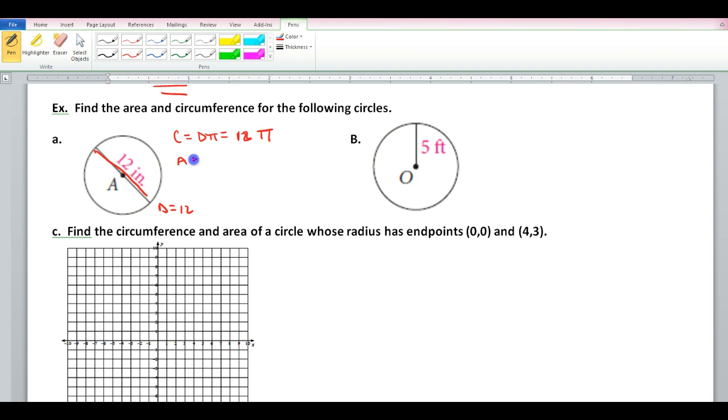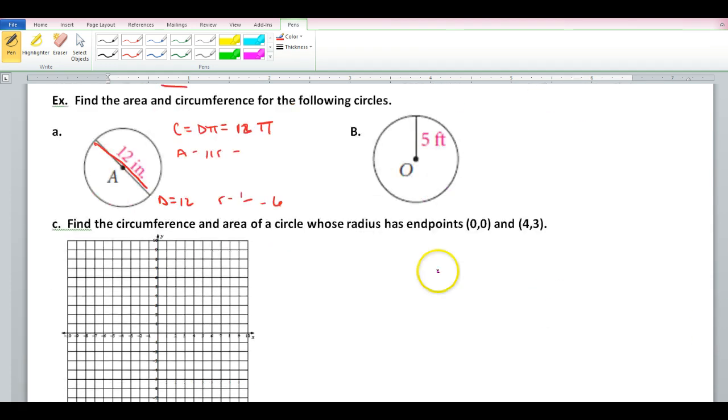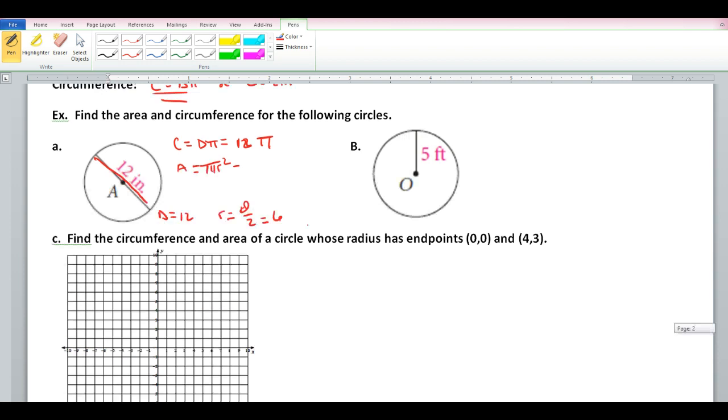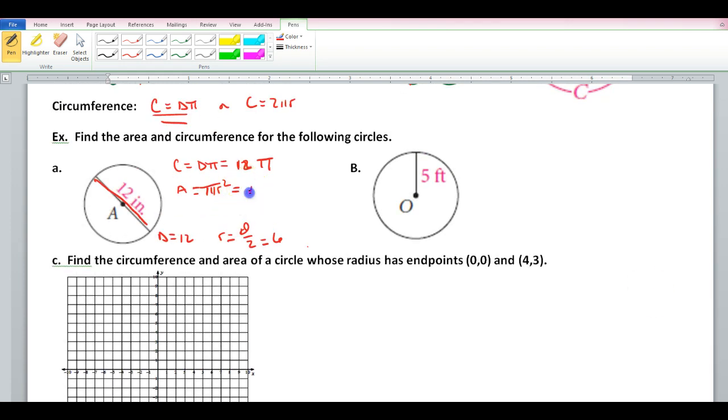Now to find the area of a circle, it's pi times the radius squared. So I need to find the radius. If the diameter is 12, the radius is going to be half of that. So in this case, the radius would be 6. Now, if our area is pi times r squared, we would say it's pi times 6 squared, which would give us 36 pi.